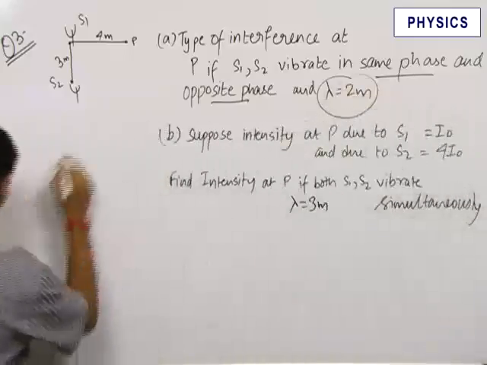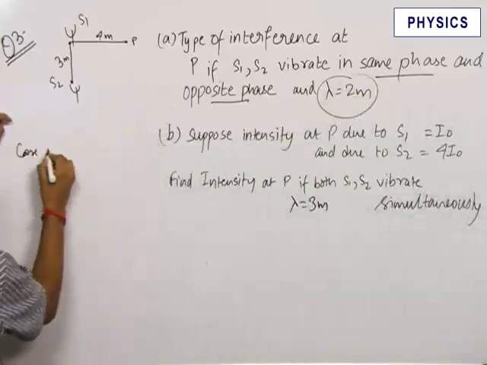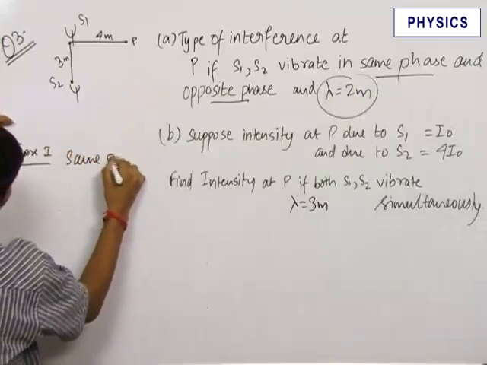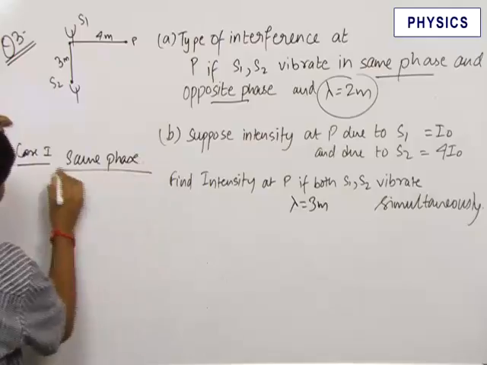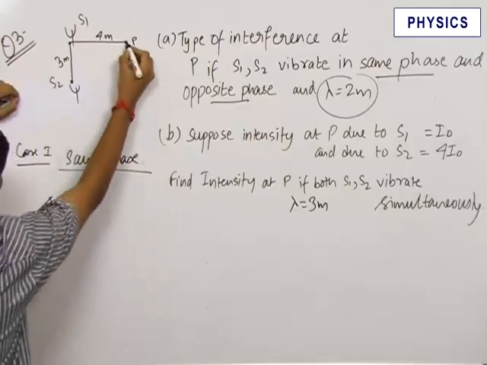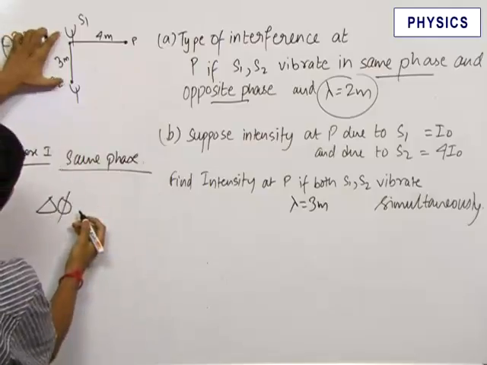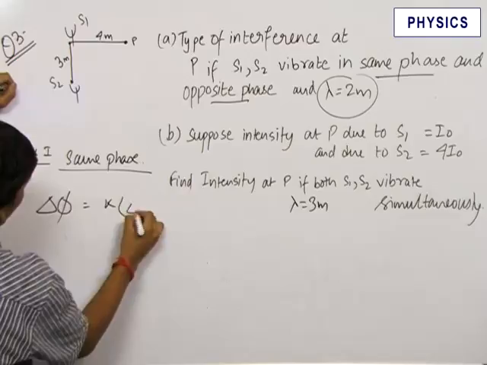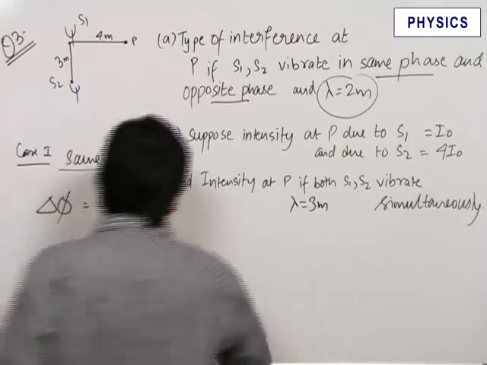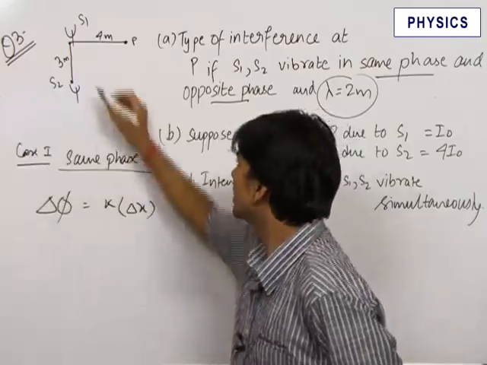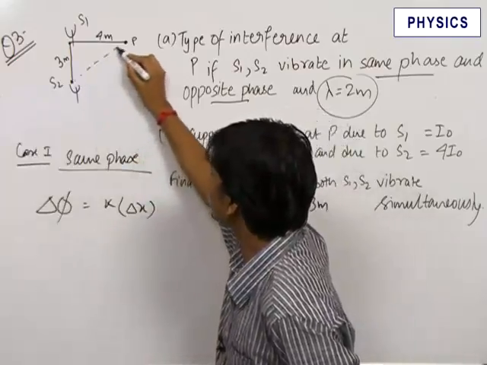Now, let us take case 1 in A, that is they are vibrating in the same phase. So, if they are vibrating in the same phase, the phase difference that will occur at this point due to both of them will be only on account of k delta x, that is path difference, because there is initially no phase difference between them. Therefore, this is k delta x. Now let us find out the path difference.